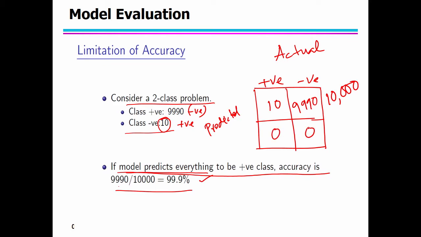Now, you compute the accuracy. What is the accuracy formula? True positive plus true negative, and true negative is 0. Then what will be the accuracy? 10 by the total number of objects. What is the total number of objects? 10,000. Then what will be the accuracy?